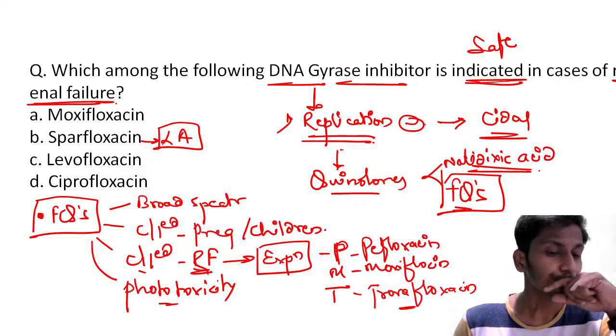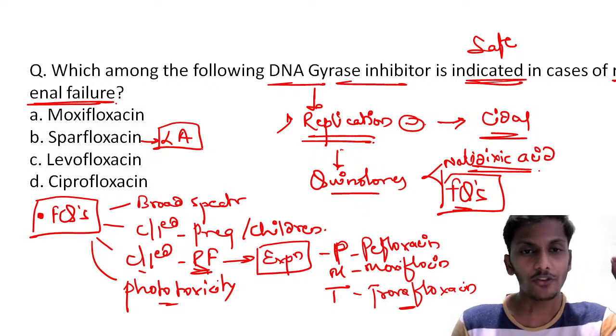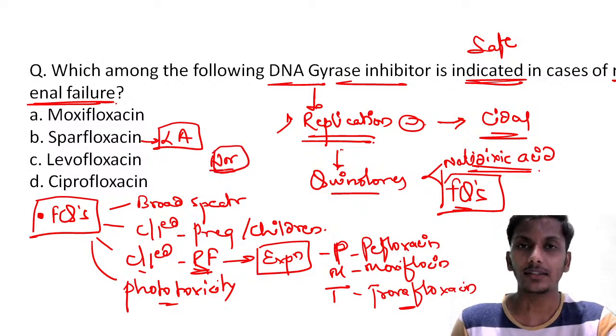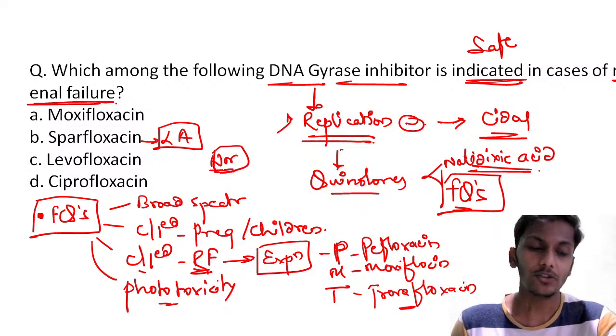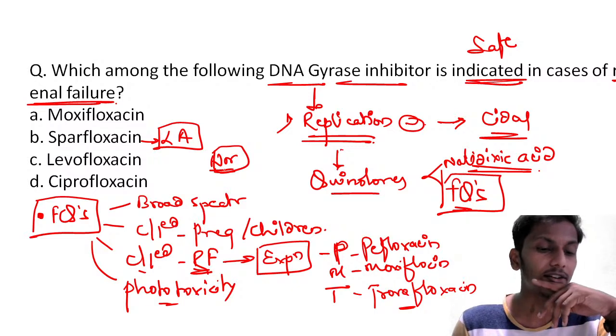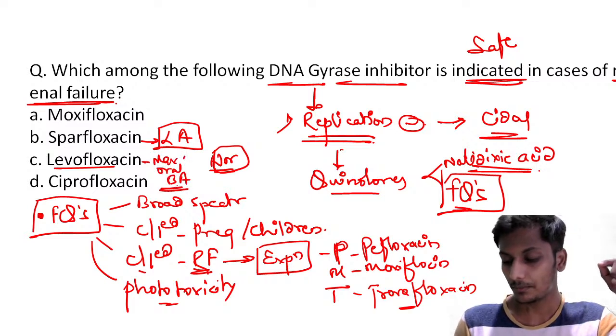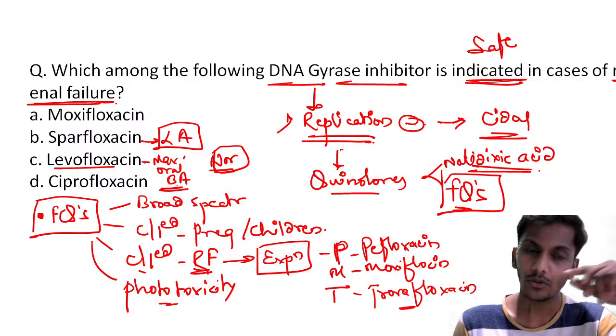The next one, norfloxacin, is one of the important drugs usually used in cases of urinary tract infection. You must have heard of Norflox many times. And maximum oral bioavailability is seen with levofloxacin.